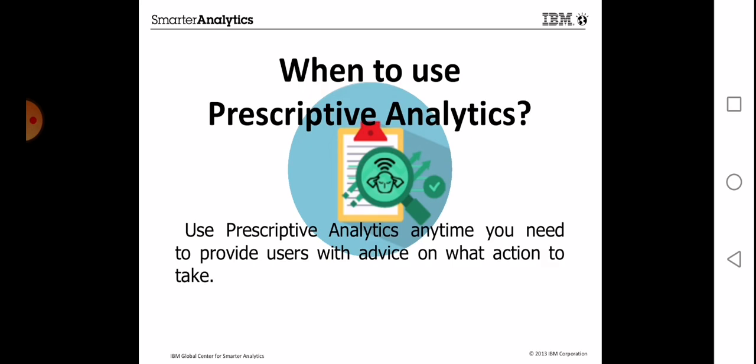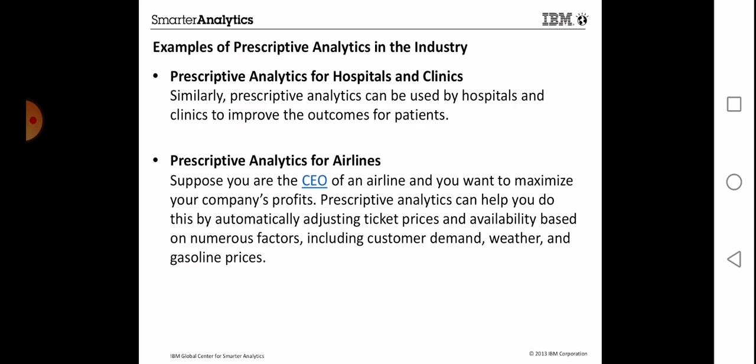Okay, when to use prescriptive analytics. Anytime you need to provide users with advice on what action to take. Okay, we have an example here, prescriptive analytics for hospitals and clinics. So similarly, prescriptive analytics can be used by hospitals and clinics to improve the outcomes for patients. While for the airlines, suppose that you are the CEO of an airline and you want to maximize your company's profit. So prescriptive analytics can help you do this by automatically adjusting ticket prices and availability based on numerous factors including customer demand, weather, and gasoline prices.